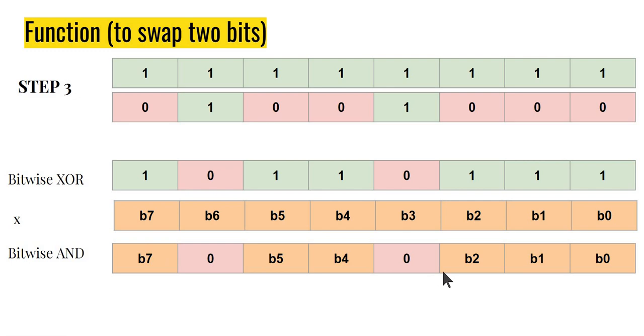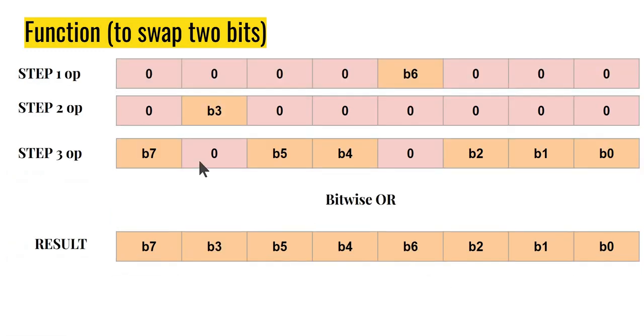Having obtained this output, now it's straightforward. I have the step 3 output, which is this. I have the step 1 output, which is B6 in the new position. I have the step 2 output, which is B3 in the new position. I do a bitwise OR of all of this. Remember, bitwise OR is just going to give B6 because these are all zeros. Likewise, this would be B3. My result would be that I would have inverted these two bits.